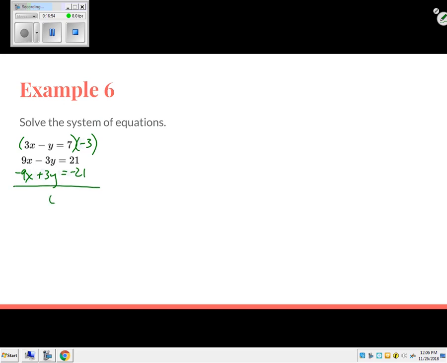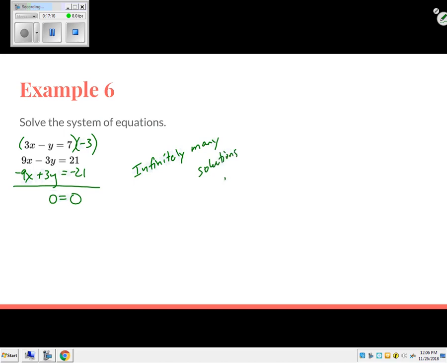Either way I work it, whether I do addition like I did here, or substitution, I'm going to end up with 0 equals 0, or at least two things that are equal to each other. So that's just the opposite of no solution, which would be infinitely many solutions.